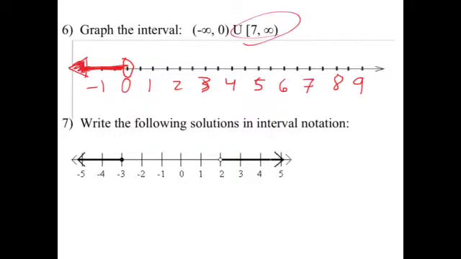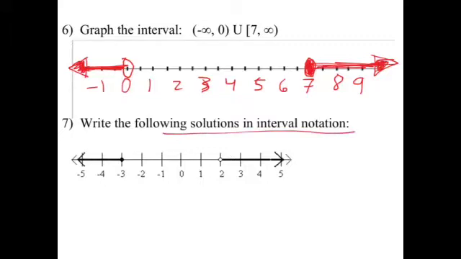And the shading picks up again at 7. And since it's a square bracket, I'm going to fill in that circle at 7. And it's shaded to the right. It goes all the way to positive infinity. So I'm going to shade and then put an arrow there on the end to let you know the shading goes on forever that direction. So there's 6. On 7, I need to write the solutions in interval notation.